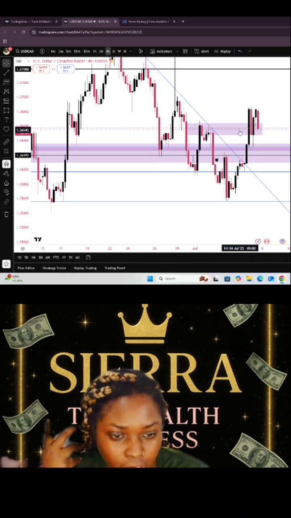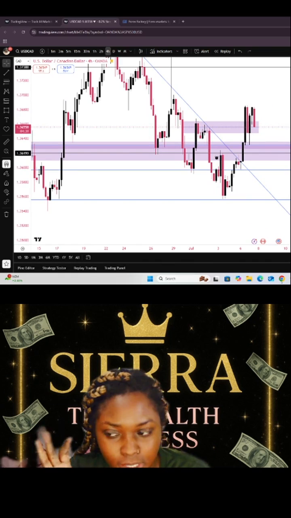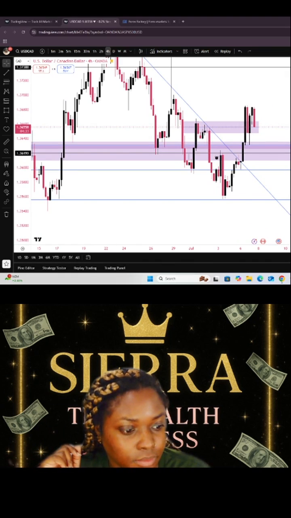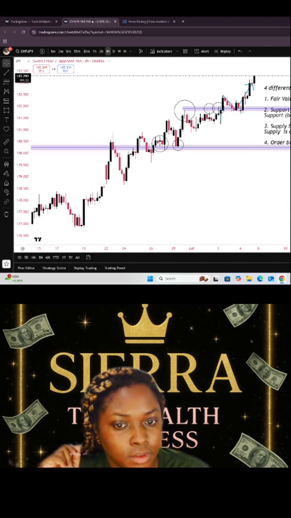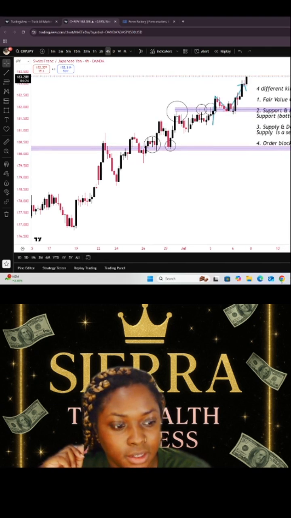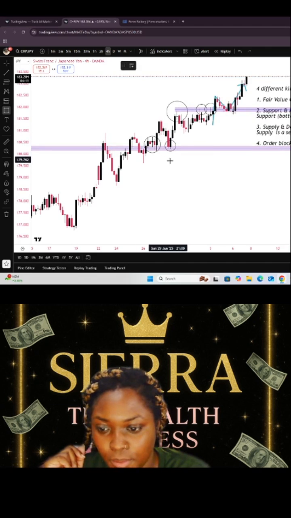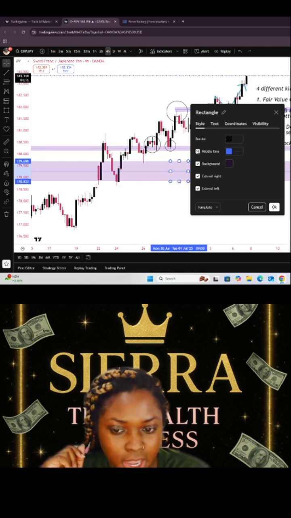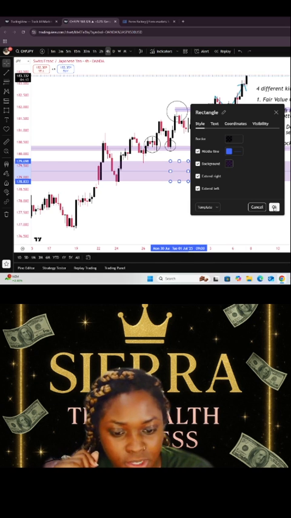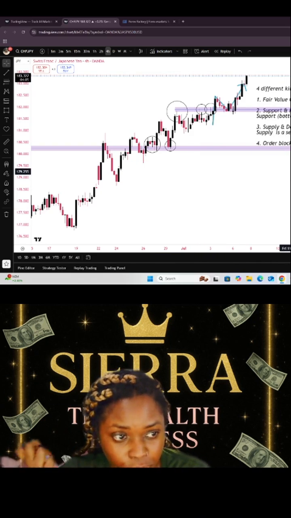So my blue line on these zones is just 50% of the zone, okay? I like to see price come and touch 50% before I do anything. So that's what that blue line is. All right, so supply and demand, so 50% of the rectangle. Yep. I just go to my rectangle, double click it and press middle line. And that shows me 50% of the zone. 50% of the fair value gap, 50% of the supply and demand, 50% of the order block, 50% of support resistance.